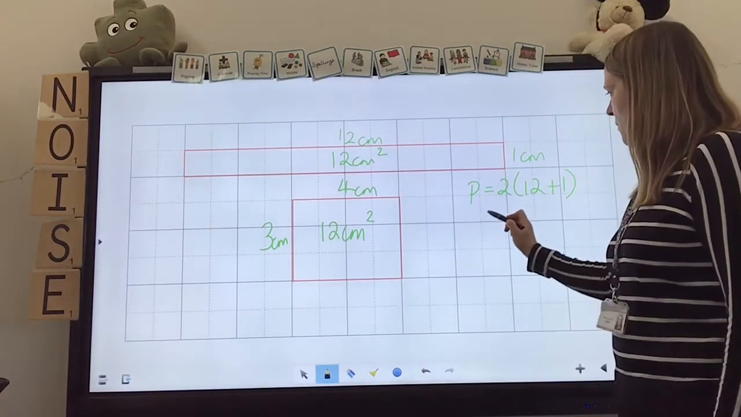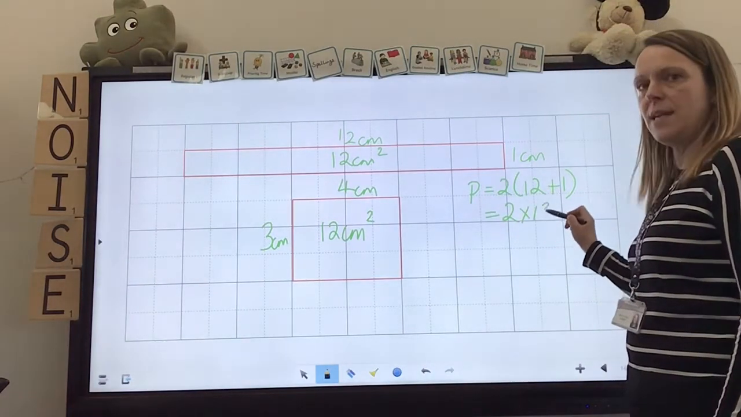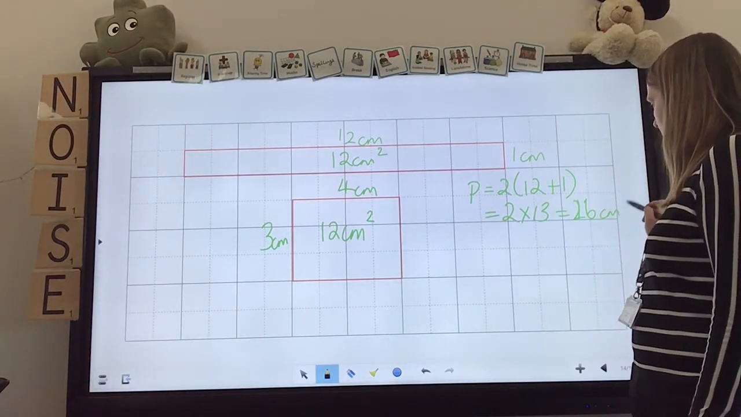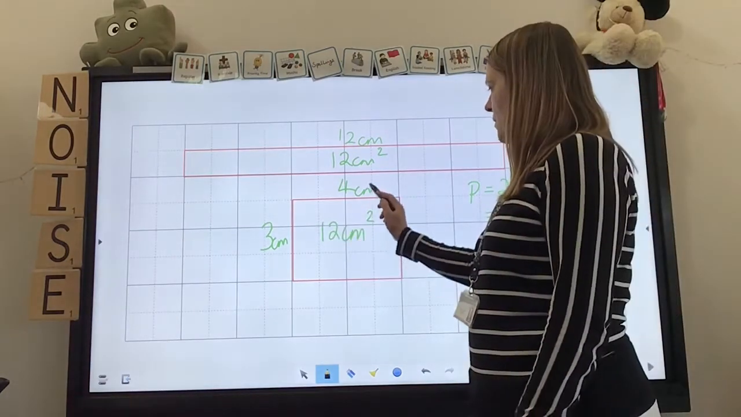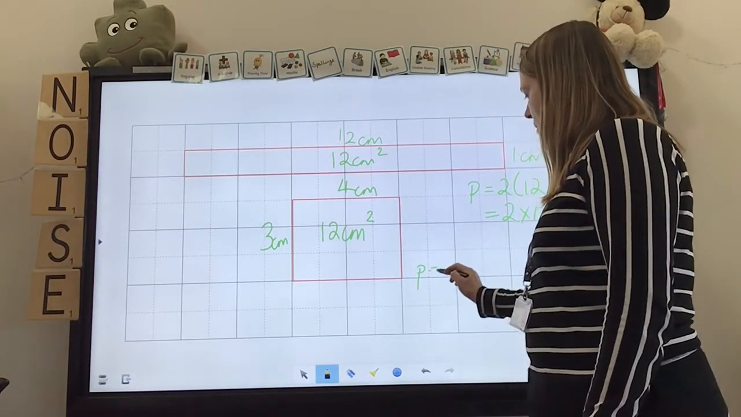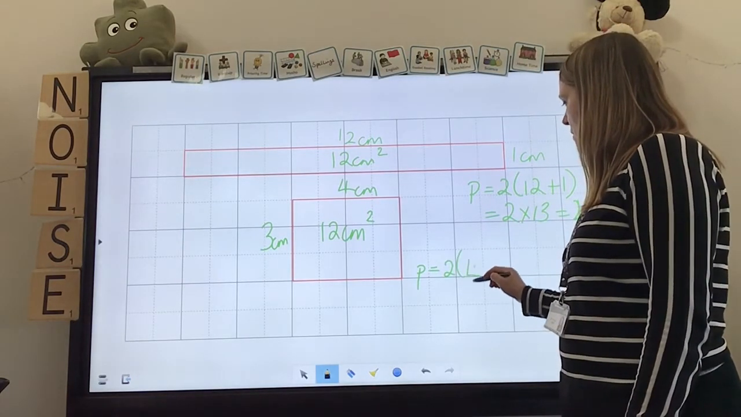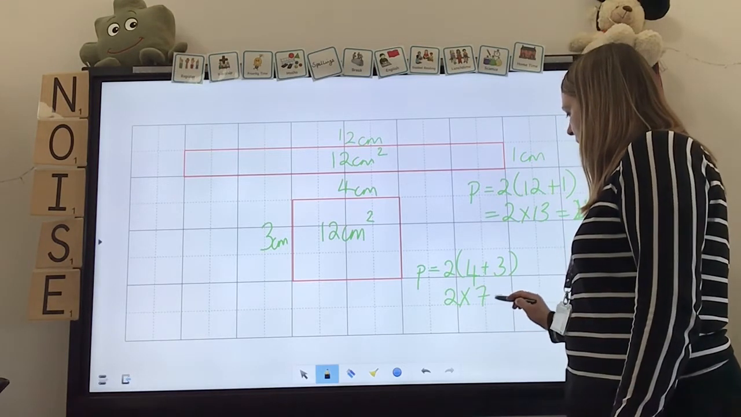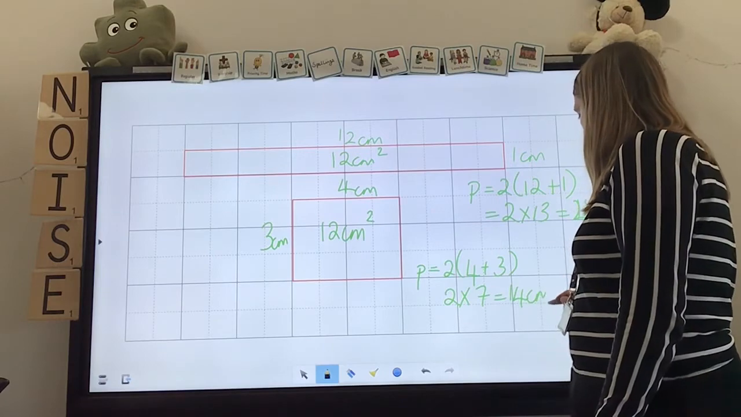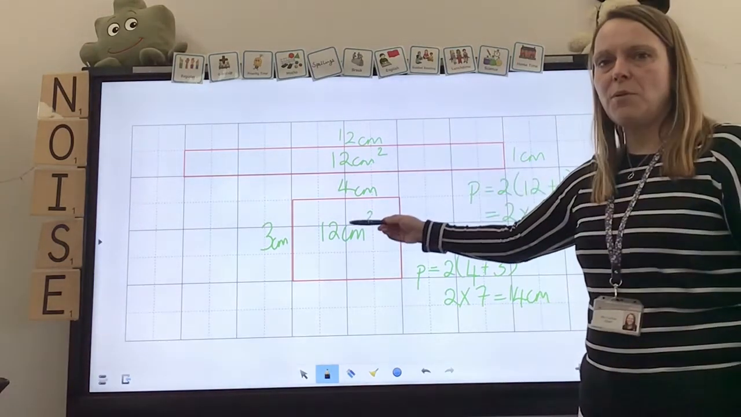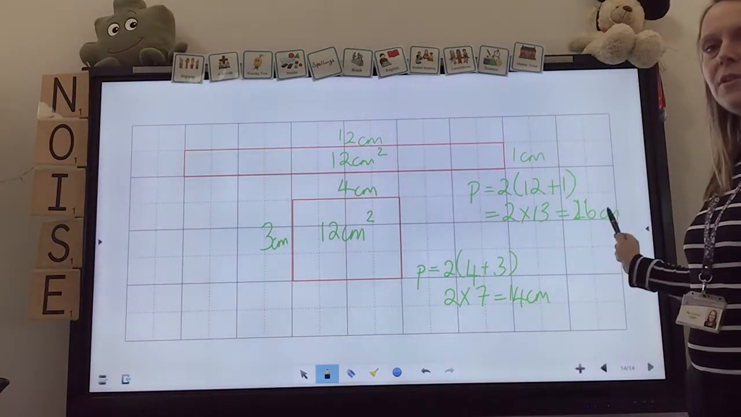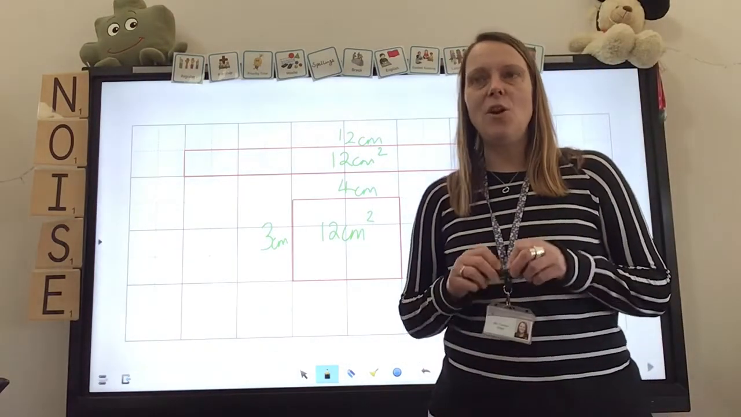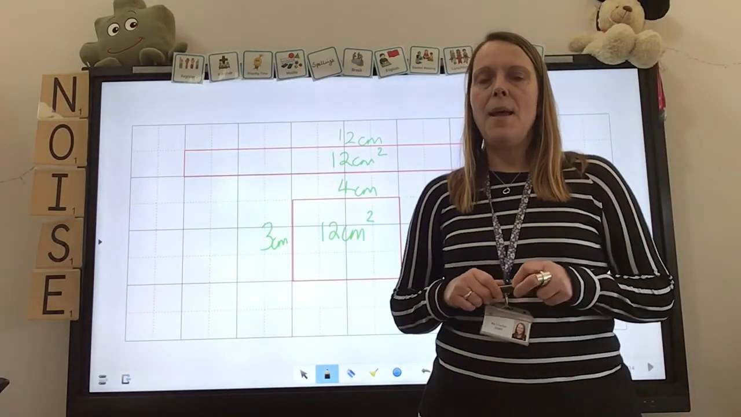This one here, so this would then be 2 times 13, which equals 26 centimetres. Okay, whereas this one, we've got P equals 2 lots of 4 plus 3. So that'd be 2 times 7, which equals 14 centimetres. Can you see how different? So we can have 2 shapes with exactly the same area, very different perimeters.